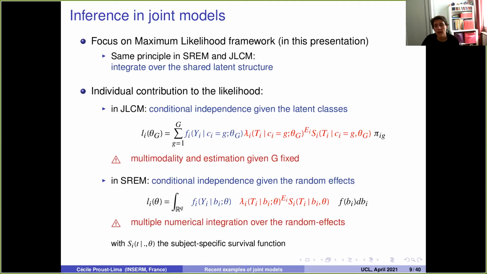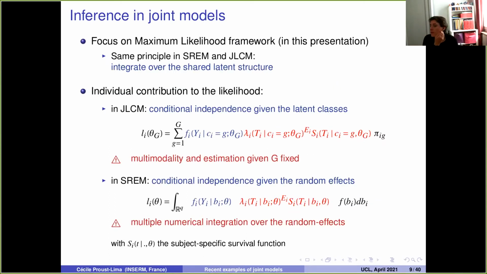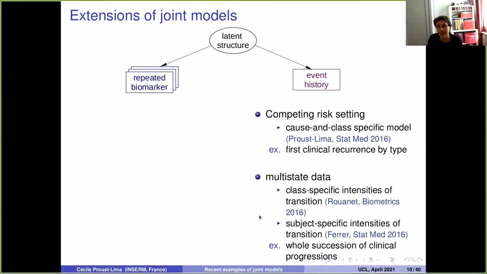Okay. So the methodology of the joint model has been developed from the years 2000 to study one biomarker and one time to event. But the problem is that when you study some diseases, you don't have only one time to event, but you can have a more complex event history. And so you might need to extend this methodology to account for the specificity of your event history.